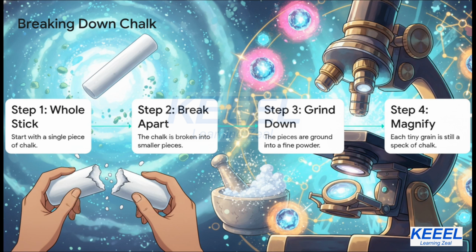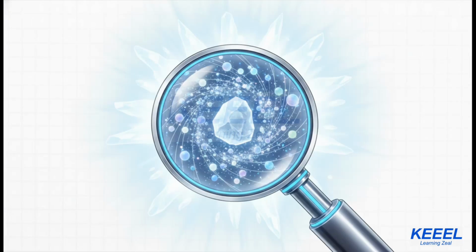But here's the big question. What if we could keep going? What if we could break it down even further? And this, my friends, is where things get really, really interesting. Because our process of breaking things down, it doesn't stop with the dust that we can see. If we had some kind of super-duper microscope and could just keep dividing that tiniest grain of chalk again and again, we would eventually get to a point where we couldn't divide it anymore and still have it be chalk. We would reach its fundamental, invisible units, the ultimate building blocks.